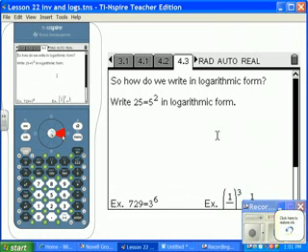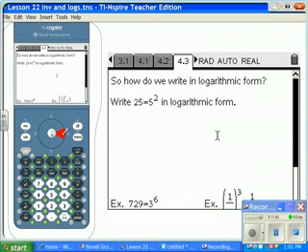Okay, so how do we write in logarithmic form? Now, 25 equals 5 squared is the same thing as 5 squared equals 25. Okay, same thing. We can write it either way. So what you're going to do is change this into logarithmic form. Basically, what we're doing is taking the inverse of this exponential function. So log base 5 of 25 equals 2. This is how we change from exponential into logarithmic.